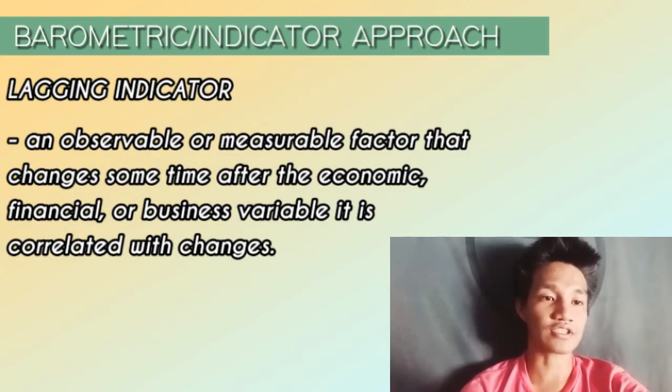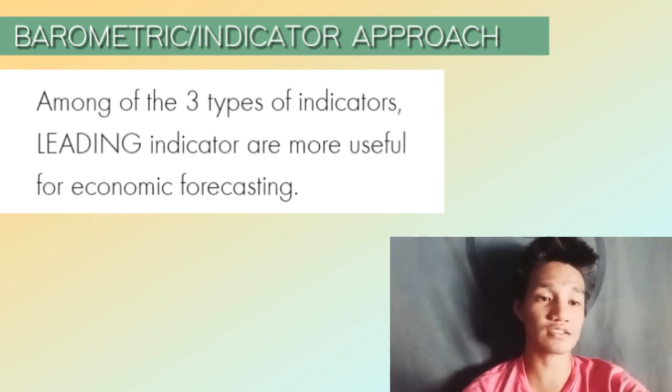A lagging indicator is an observable or measurable factor that changes sometime after the economic, financial, or business variable it is correlated with changes. Among the three types of indicators, leading indicators are more useful for economic forecasting because they measure something that foreshadows a change in economic activity.